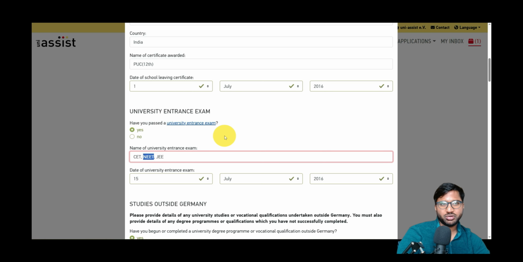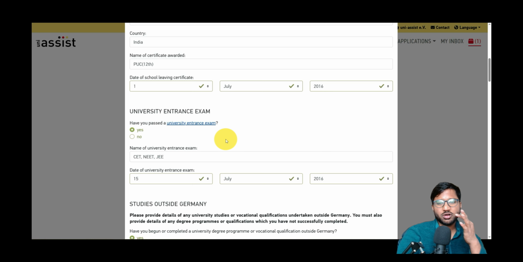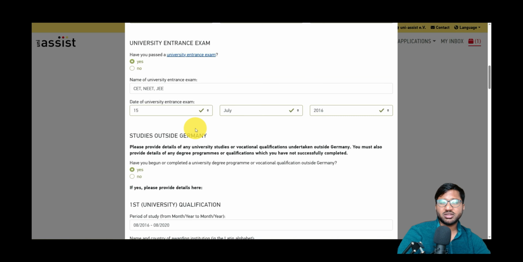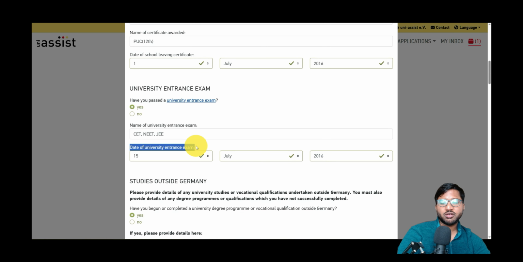Everybody has to take that in order to get into a university to study for a bachelor degree. So people could have taken any of the university entrance examinations. Please mention if you have taken a CET, NEET, JEE, or any other university entrance examination that yielded your bachelor degree. Then please mention the date of the university entrance examination and give the details. If you have not taken any exam, then please click no. So no need to worry.